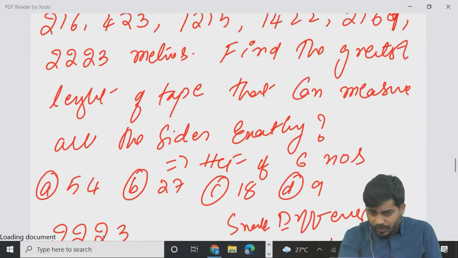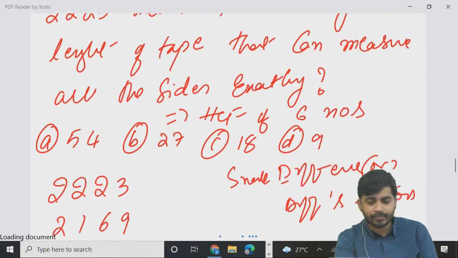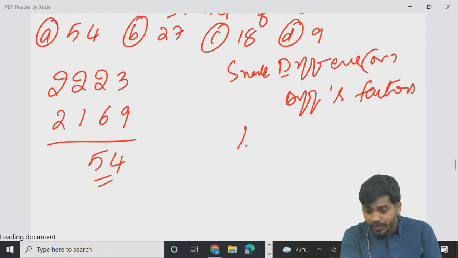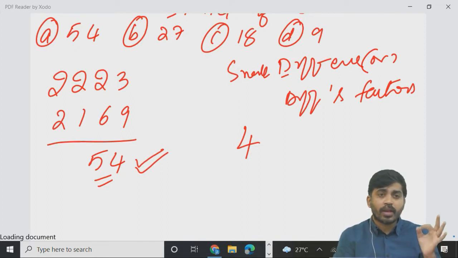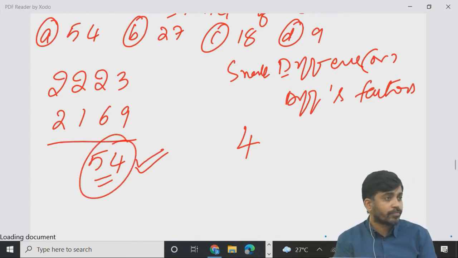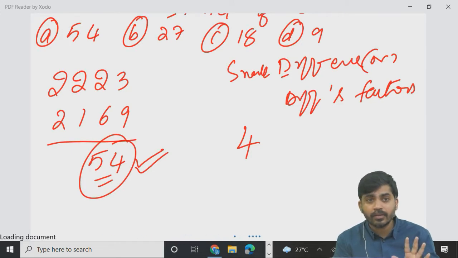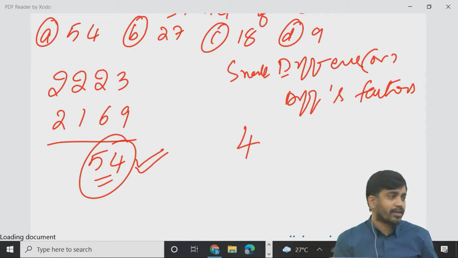Out of these 6 numbers, let us take the second number, 423. If you call 54 the HCF, it means each and every number from this group of 6 numbers, whenever divided by 54, the remainder must be 0. What is the definition of factor? 3 is a factor of 12. When 3 divides 12, remainder is 0.